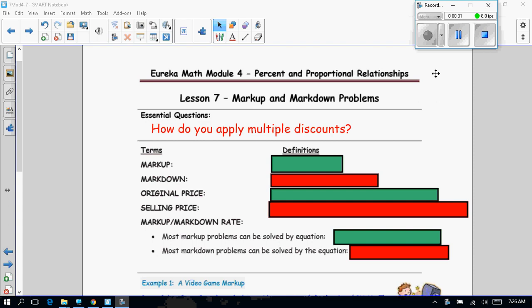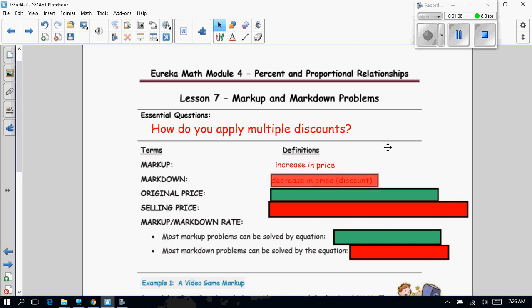We have markups, markdowns, original price, selling price, and markup, markdown rate. All right, so we've got some vocab that we got to hit here. So markup, the definition of a markup is an increase in price. This is what happens when the store buys an item from the seller and they have to mark up the price. They have to increase the price so that they can make a profit, right? So that they can pay for the electricity and the salesperson and all the different things, the rent of their place, all those things. They have to mark up the price so that they can actually make a profit. So that's what markup is.